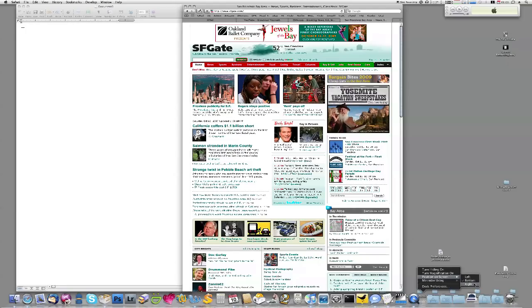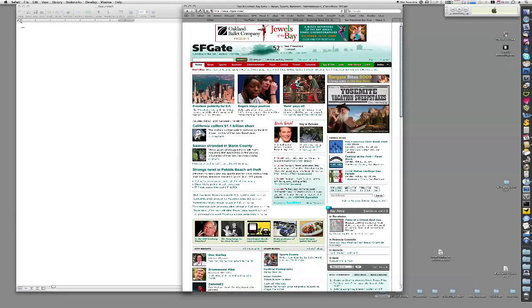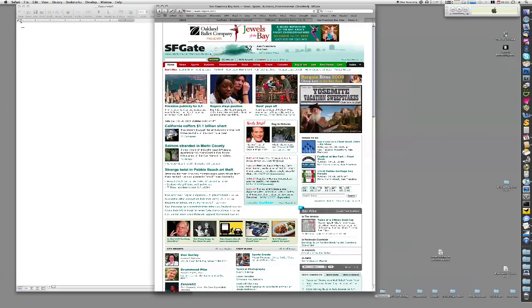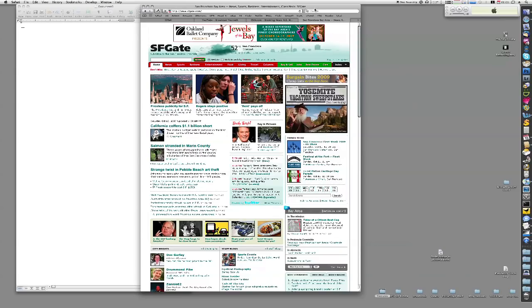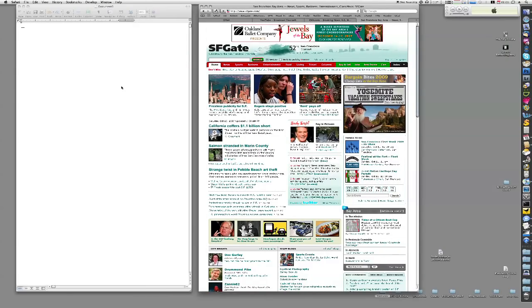And as I said, the reason for that is because you have a lot more space to the side than you do to the bottom. So that is the reason why I prefer my dock on the right side of the screen.